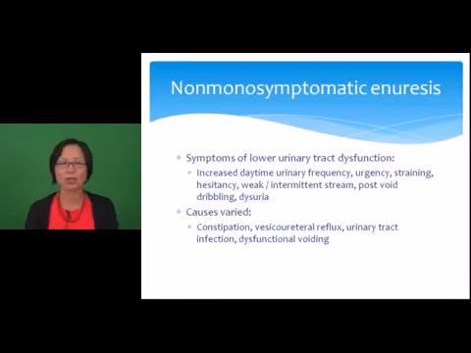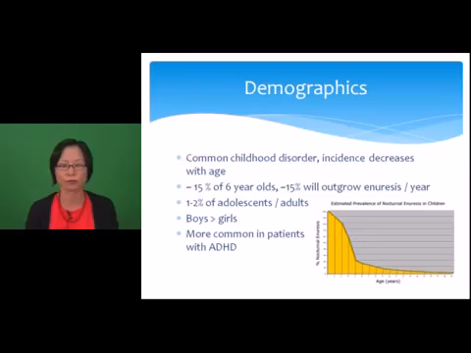Non-monosymptomatic enuresis can have symptoms of increased daytime urinary frequency, urgency, straining, dribbling, poor void, post-void dysuria. The causes are really varied. It can be related to constipation, vesicoureteral reflux, urinary tract infection. And really for the purposes of this talk, I'm going to be concentrating on monosymptomatic enuresis.